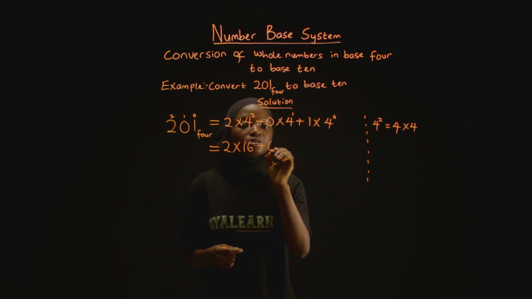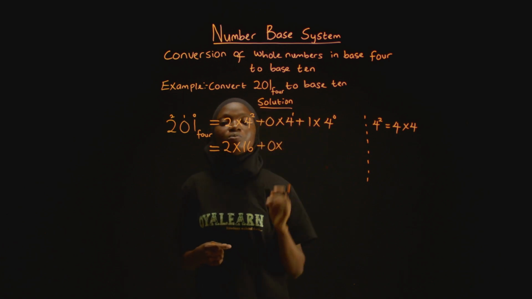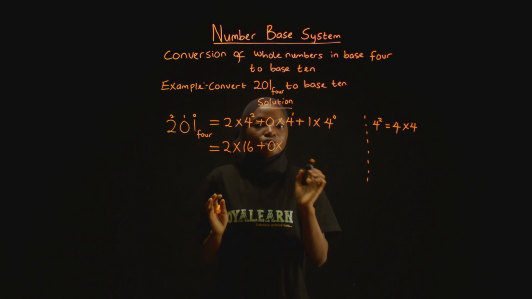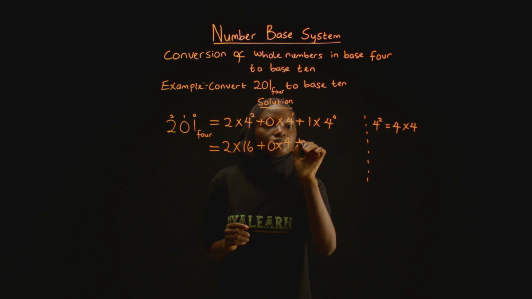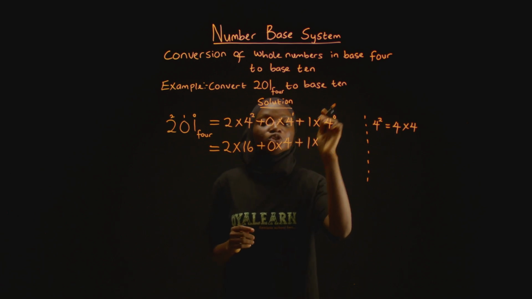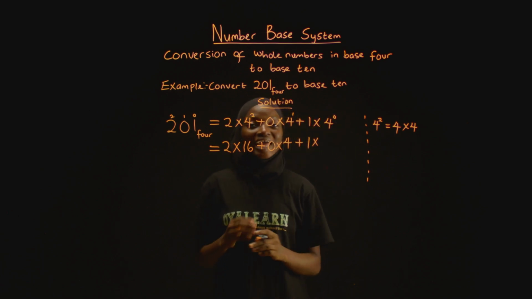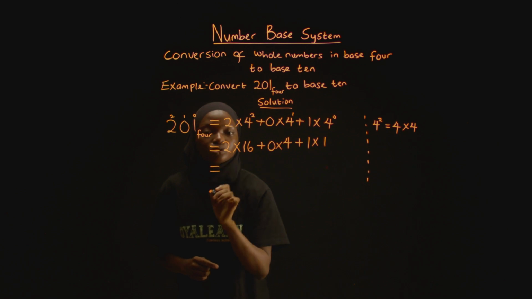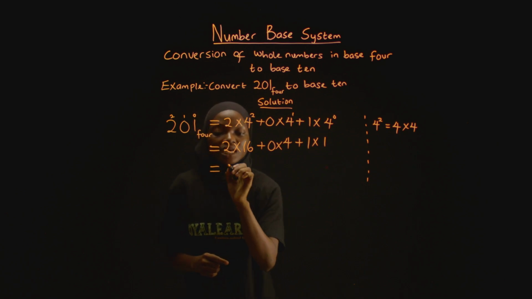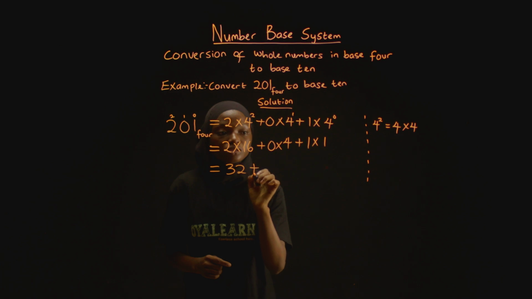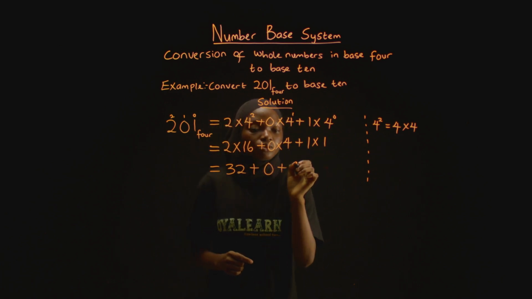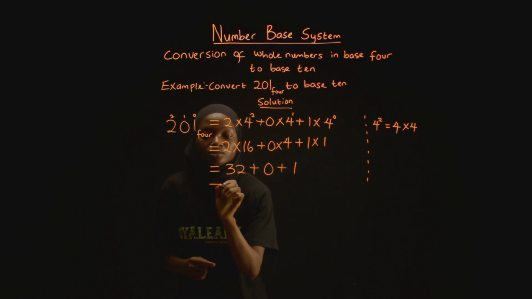Plus 0 multiplied by 4 raised to the power of 1, that's still 4. Because it's just 1. 4 plus 1 multiplied by 4 raised to the power of 0, 1. Because any number raised to the power of 0 gives us 1. So we have equals 2 multiplied by 16, that gives us 32, plus 0 multiplied by 4, 0, plus 1 multiplied by 1, 1. Let's add.